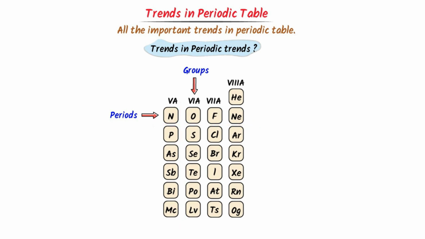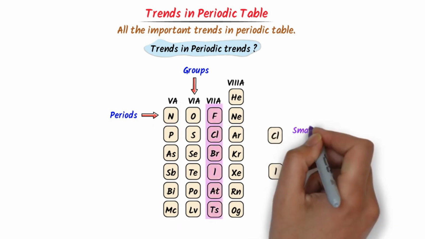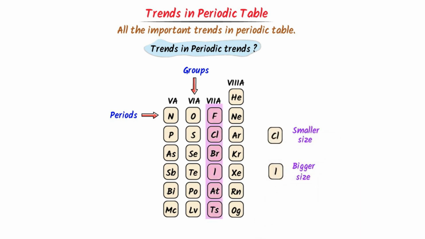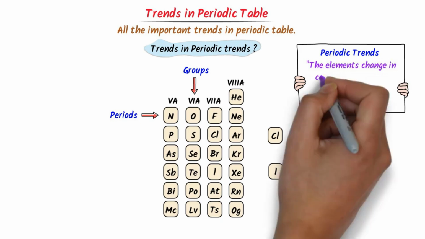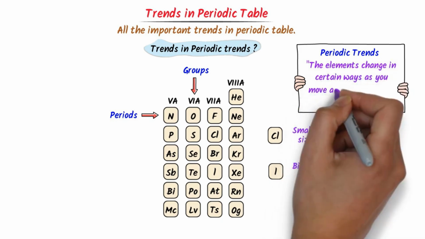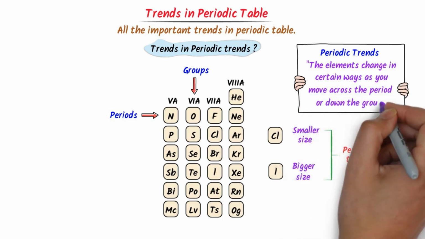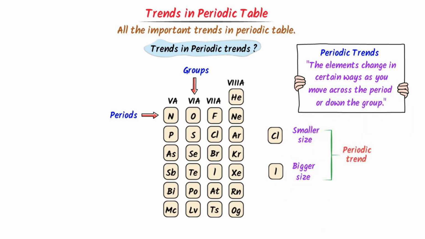For example, in the 7th group, chlorine has smaller size than iodine. This difference in size of chlorine and iodine is called periodic trend. Thus, we define periodic trends as the change in elements in certain ways as you move across the period or down the group. Let me repeat it. The elements change in certain ways as you move across the period or down the group.